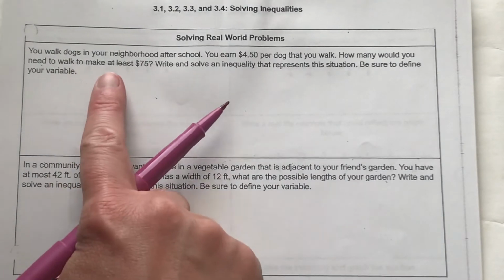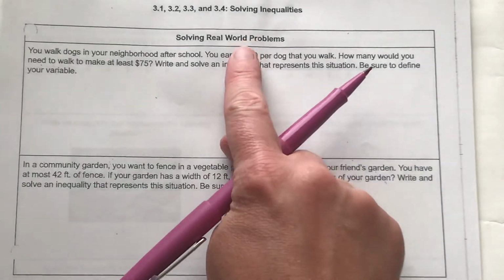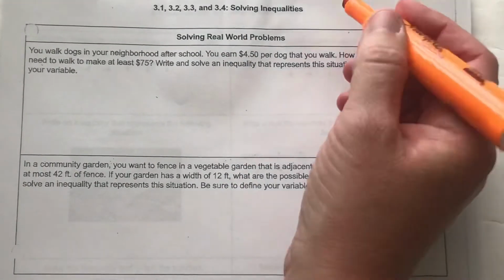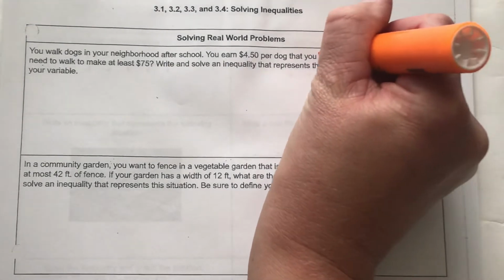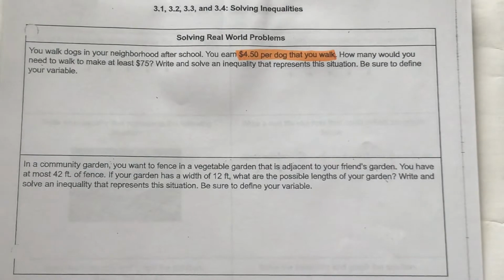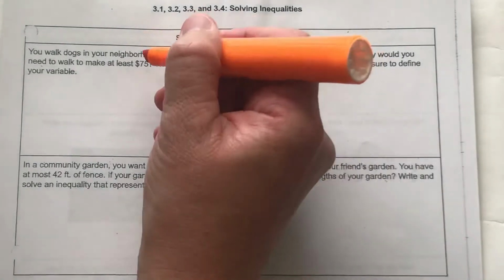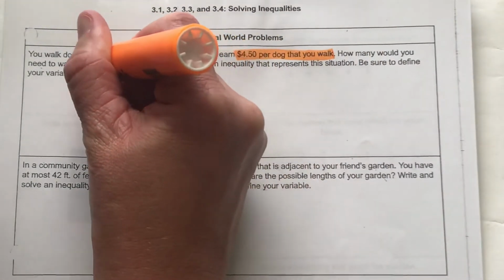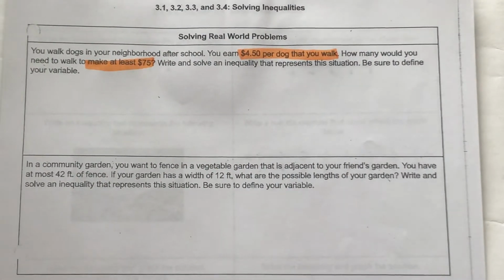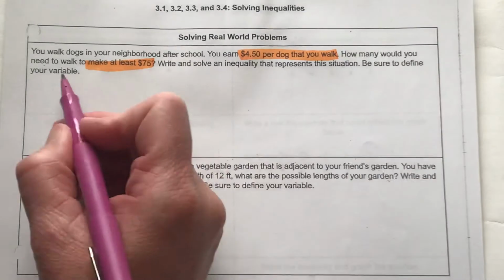So it says you walk dogs in your neighborhood after school, and you earn $4.50 per dog that you walk. How many would you need to walk to make at least $75? Write and solve an inequality that represents the situation. Be sure to define your variable.